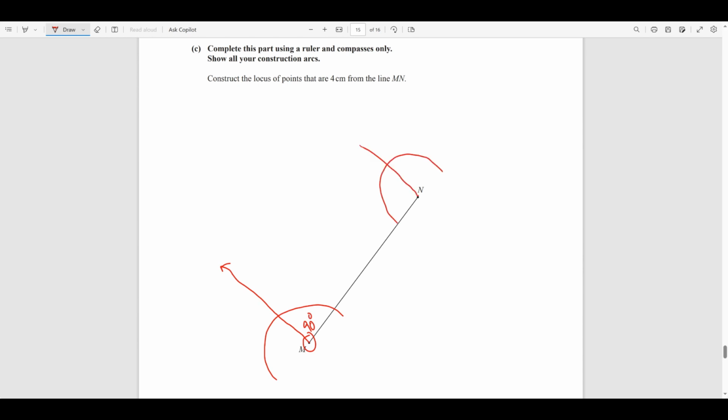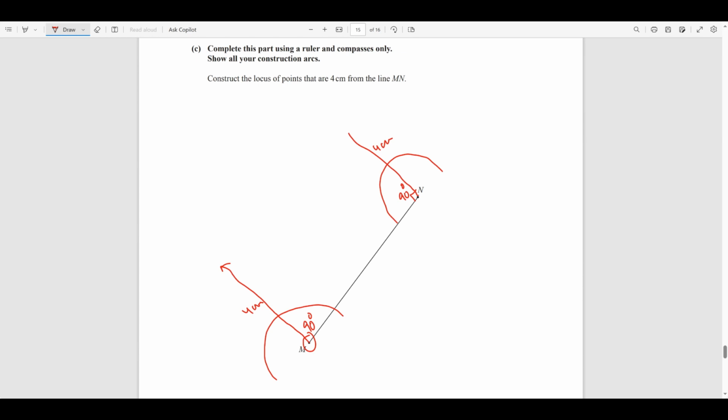I want to see the perpendicular distance, right? So this is 90 degrees. And then what we need to do is connect these, basically this is 4 centimeters away, which means we need to make a rectangle. Now this is 4 centimeters. This is 4 centimeters. It has to be 4 centimeters away, right?